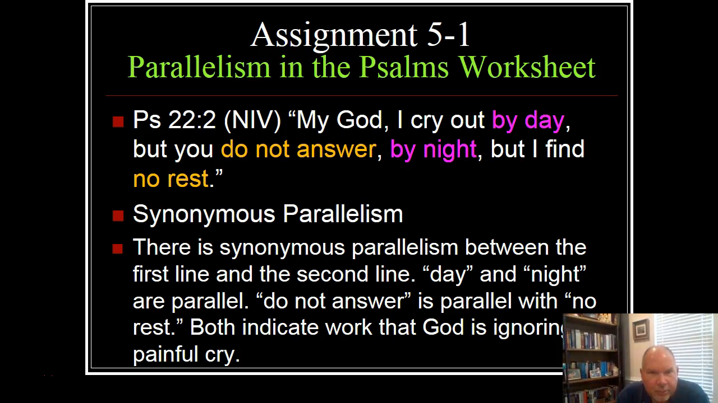In the same way, synonymous parallelism is found in do not answer and no rest. There is synonymous parallelism between the first line and the second line, day and night, and do not answer and no rest.